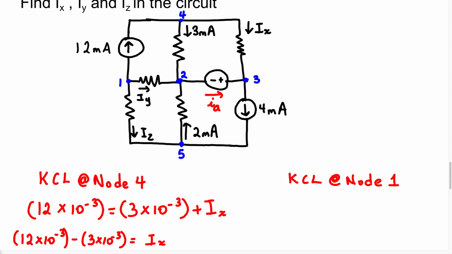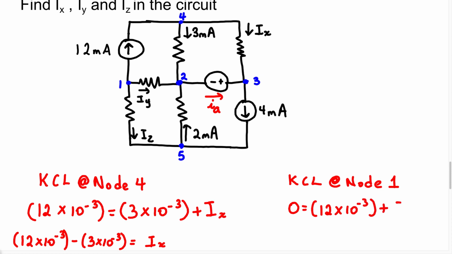So KCL at node 1 was basically the same thing. We know the current entering node 1 was 0 equals the current leaving. I had negative 12, but instead of it being negative 12, it was supposed to be 12 times 10 to the minus 3 plus IY plus IZ. So this is the correct equation. Once again, I only had a negative sign. It's supposed to be positive.